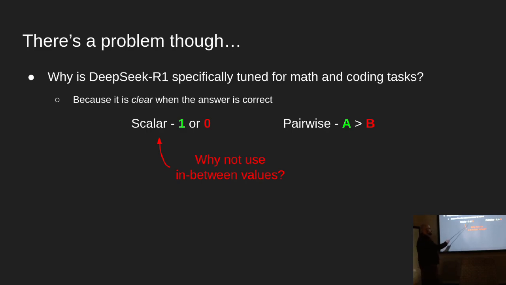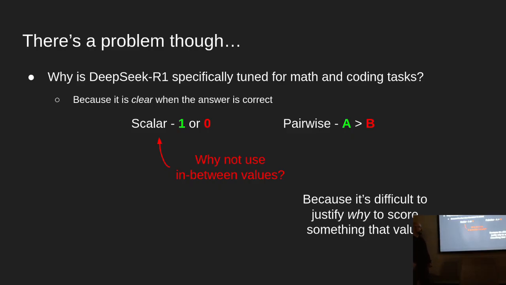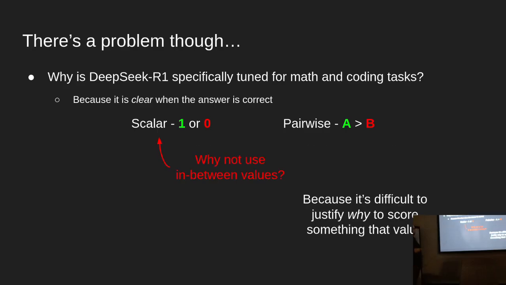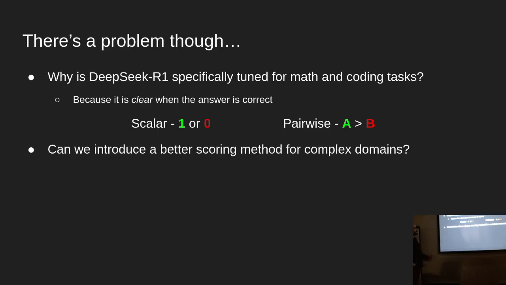So the question becomes, well, if I can reward it with a 1 or a 0, why can't I use in between values? Why can't I just use some value like, oh, it's like 50% of the way there? Anybody? Because it can't scale. It's very difficult to justify why to score something at 50% versus 1 or 0. You know, right or wrong is much easier because you just have to set a set of stringent standards, and if it passes that, then it passes, give it a 1. But anything in between gets really difficult, and you actually have to understand the context of that particular prompt in order to do it. And frankly, scaling this is a nightmare. So can we introduce a better scoring method for complex domains?